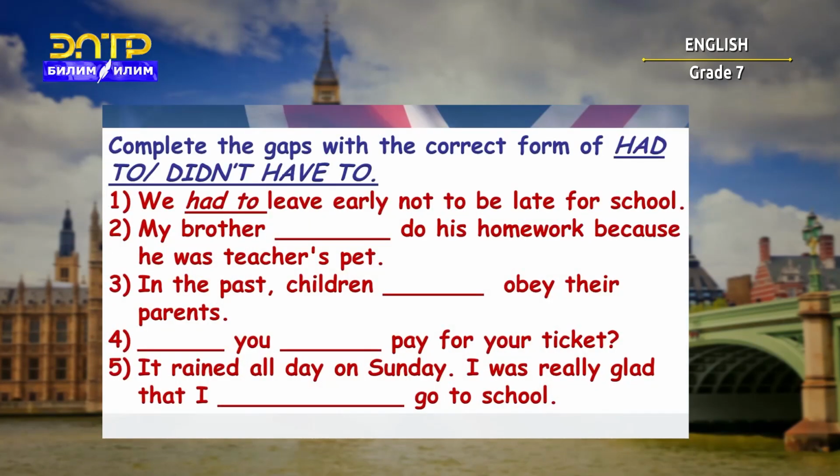This is another grammar task for you, and the sentences that are given to us have empty gaps, and your task is to fill in these gaps with had to or didn't have to. For example, we had to leave early not to be late for school. I'm going to give you some time. Let's go.